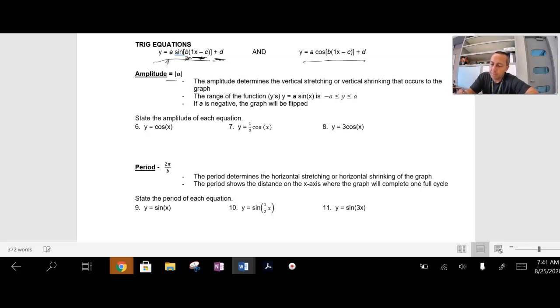So I mentioned this earlier, the amplitude is your A. If you look at where the A is, it's the coefficient of your trig function. The absolute value of that is defined as your amplitude. If we read through all this, it's stuff we've already talked about.